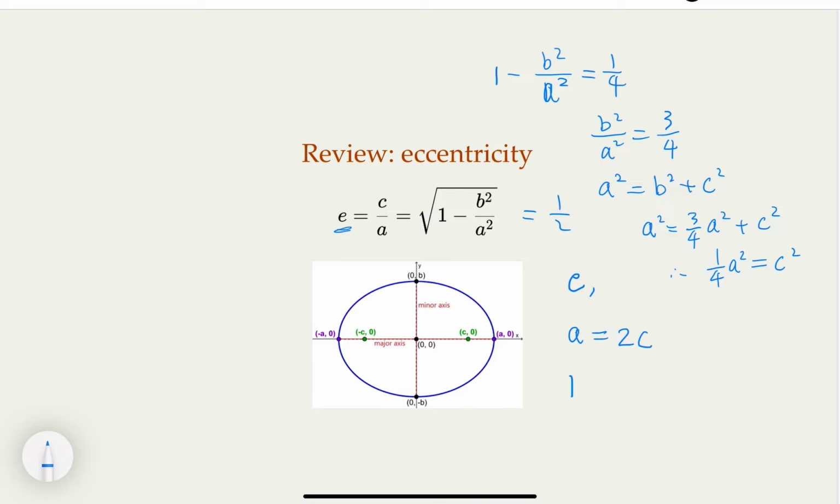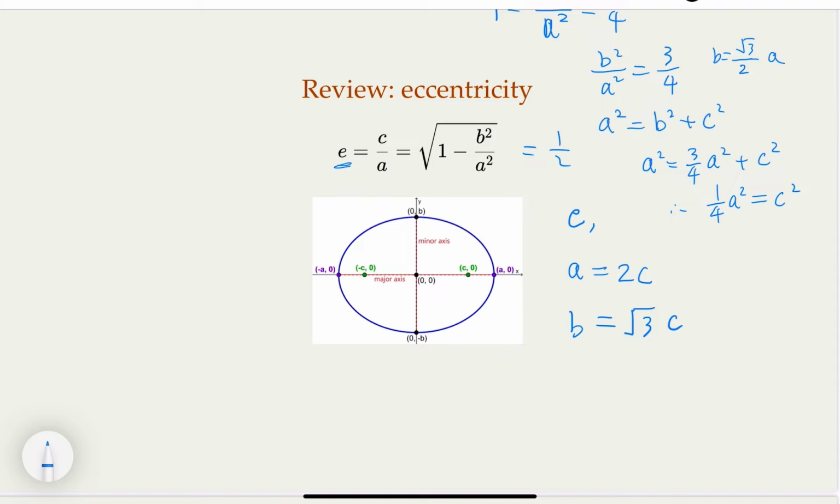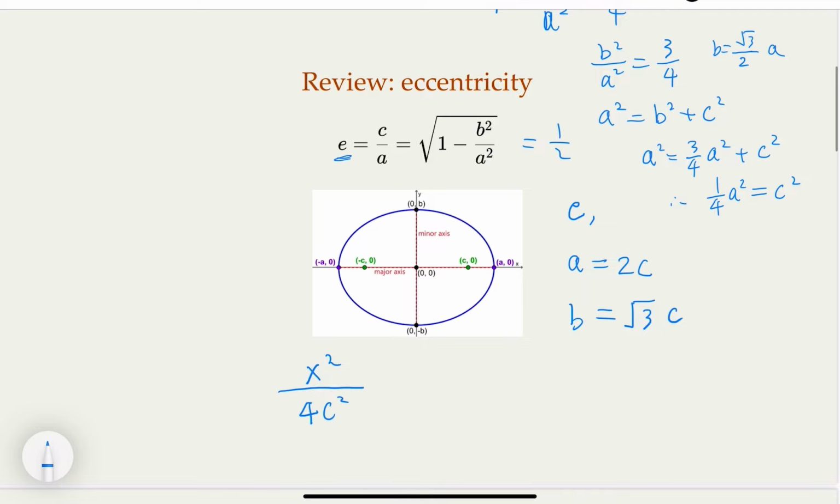And b in that case equals the square root of 3/2 times a, right? So it would be the square root of 3 times c. So in other words, we can rewrite the equation of the ellipse as x squared over a squared, which is 4c squared, plus y squared over 3c squared equal to 1.